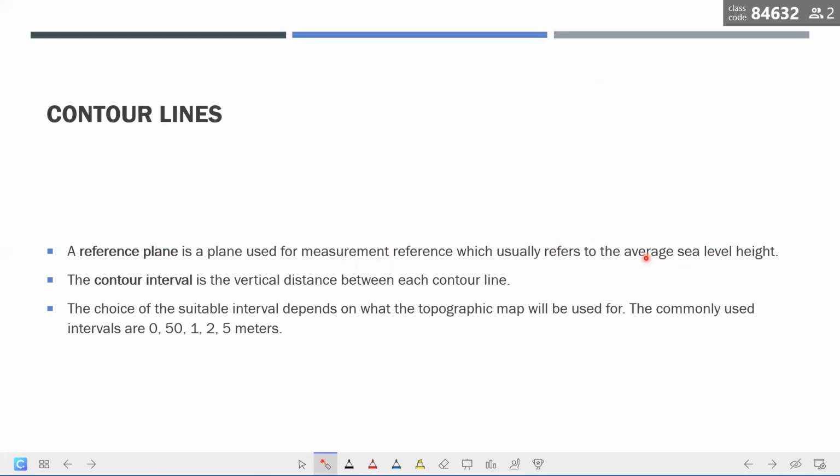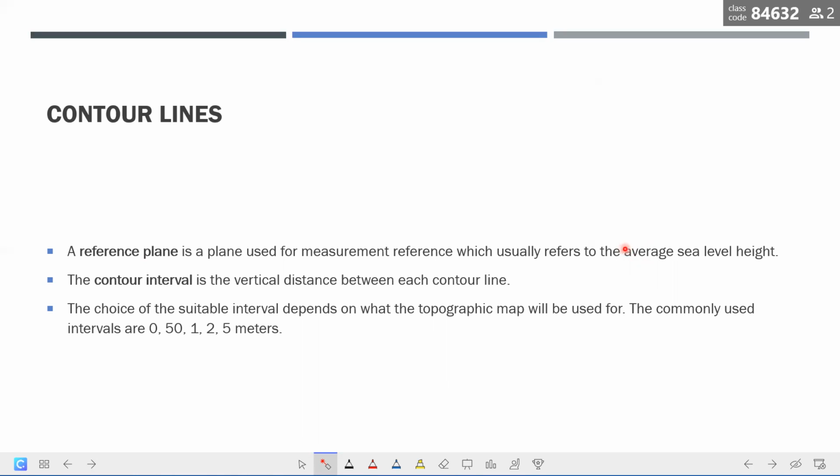It could refer to the basin of a valley, for example, as the lowest point in the site or around the site. As long as you have a consistent point of reference to measure, then you're good to go.